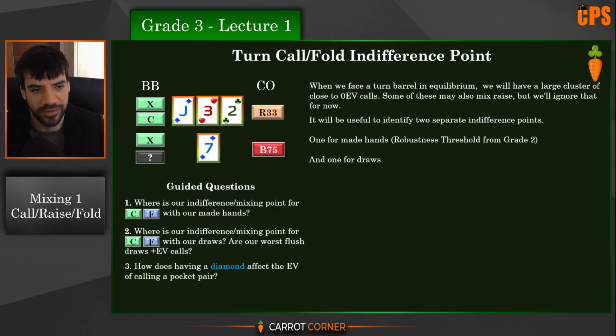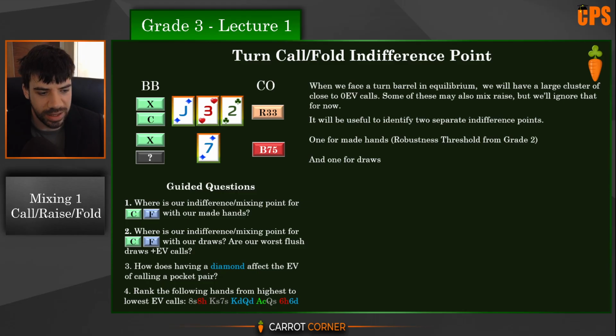Imagine you had a hand like 5s with a diamond. Would that be better than 5s without a diamond? Why or why not? I'm going to let you pause the video now and have a look at these 4 questions, the final one being rank the following hands from highest to lowest EV calls. Pause the video. I'll assume you've done that and you've now unpaused and you've written down some answers, and we're going to go over the answers.